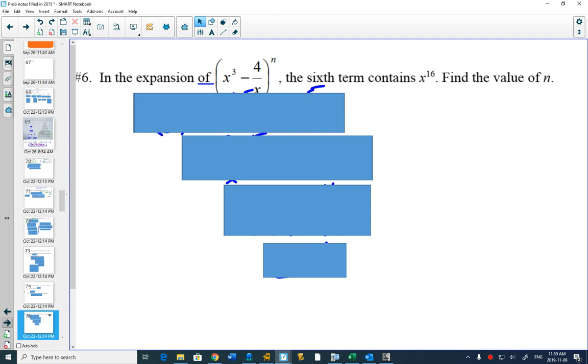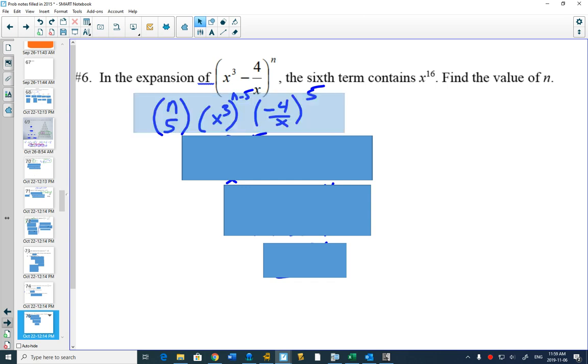So in this expansion, the sixth term contains an x to the 16, and now you're finding the value of n. So a little bit different than what we've done before. We've never in a grade 12 question did they ask you to solve for the exponent in a binomial expansion.